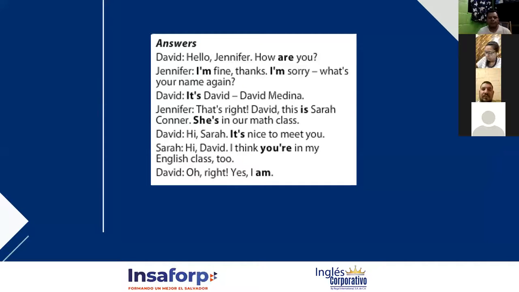En la siguiente parte, donde dice David, ¿es his o es it? It's David. ¿Por qué? Porque nos estamos refiriendo al nombre. Ella le preguntó, what's your name again? Entonces usa it's para decir, es David, el nombre. Se está refiriendo al nombre. Y al referirse a una cosa, entonces por eso usamos el it's. Muy buena pregunta. Any other question?